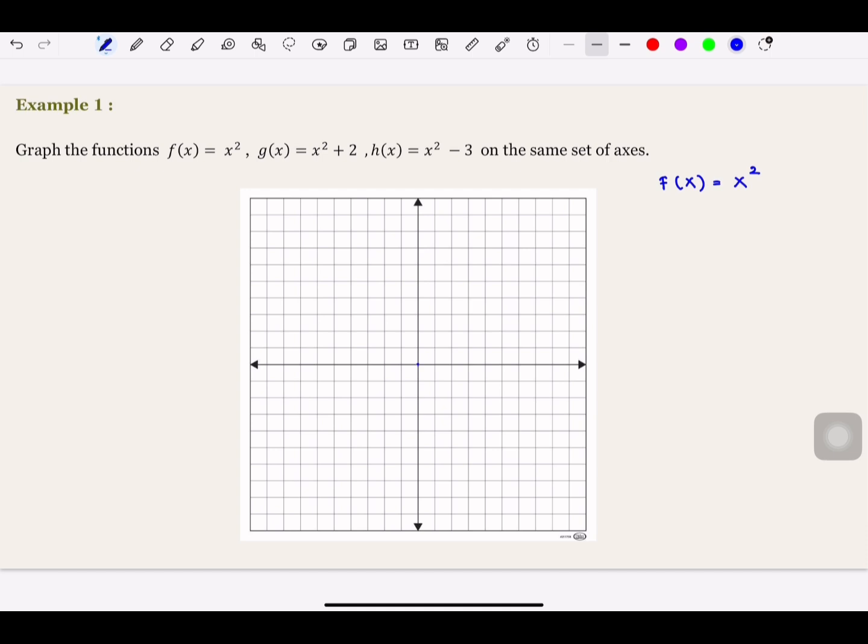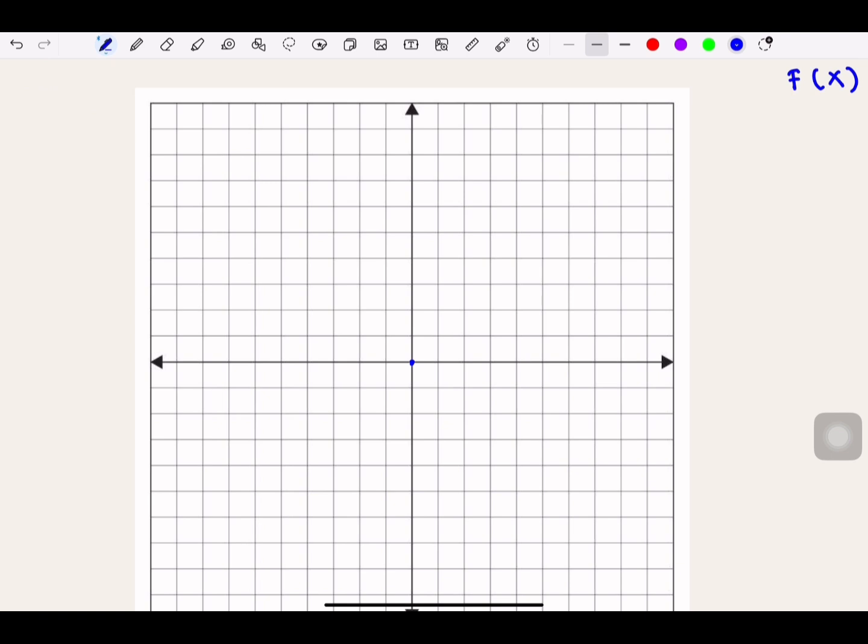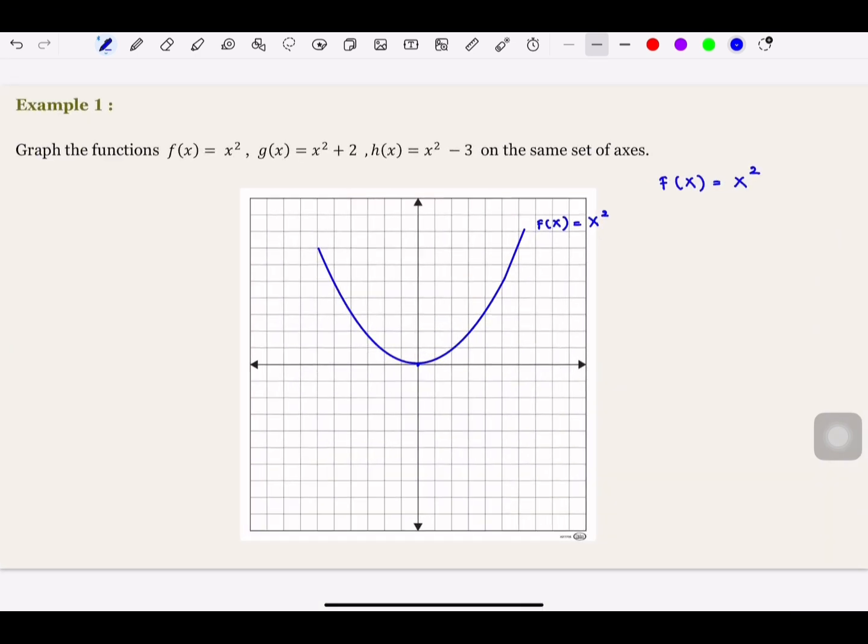So let's take this as the origin. I'm going to zoom this and I'm going to sketch y equals x squared. Okay, it's going to be something like this. So let me name this as f of x equals x squared. Okay, so now let's move into our second function, which is g of x equals x squared plus 2.